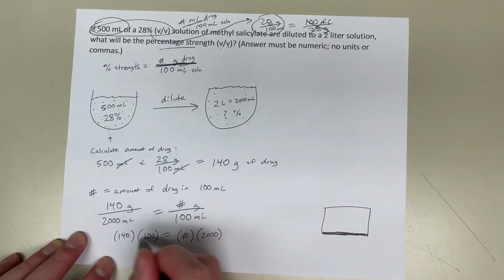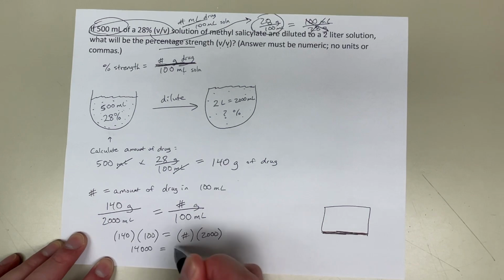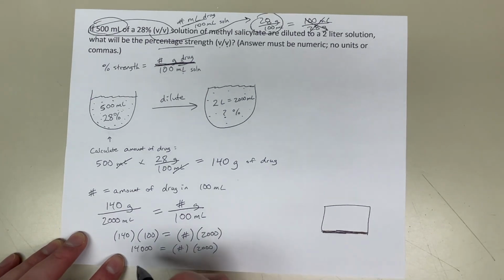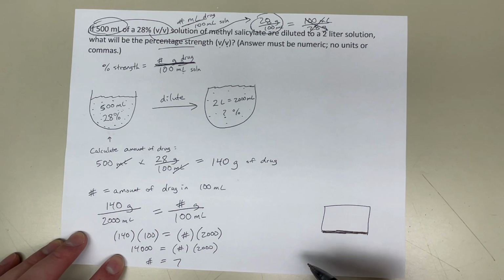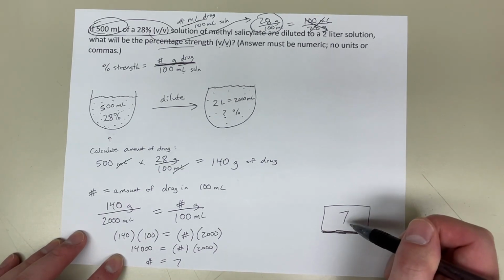And then simplify this to 14,000. And then divide both sides by 2000. So the number should be 7. So your answer is 7.